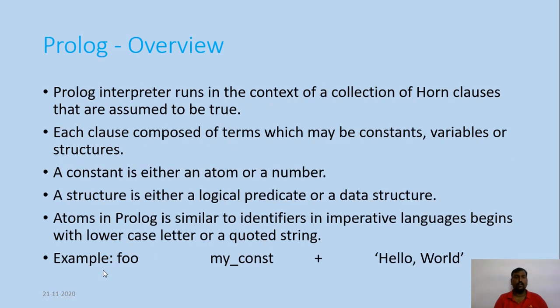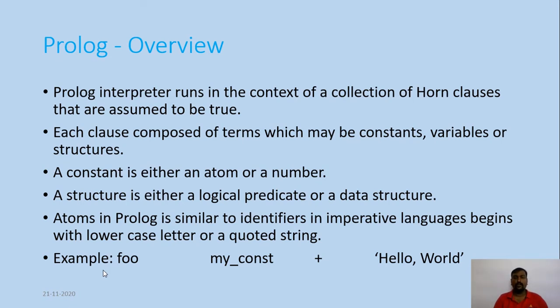Next, let's learn the overview of the Prolog language. The Prolog interpreter runs in the context of a collection of horn clauses that are assumed to be true. Each clause is composed of terms which may be constants, variables or structures. A constant is either an atom or a number. A structure is either a logical predicate or a data structure.